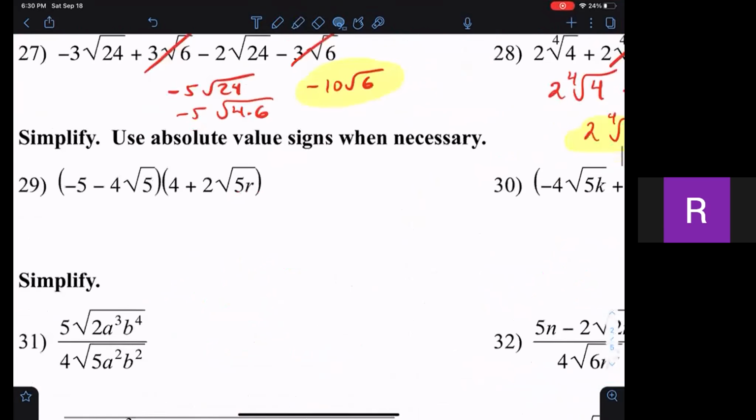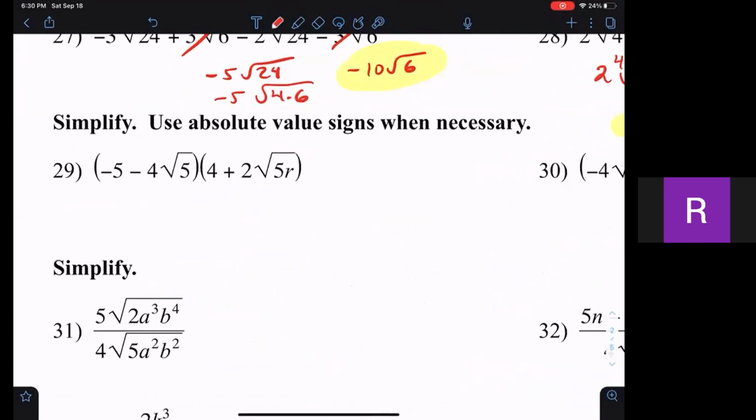Okay, so here I have to do FOIL, right? So this is going to be negative 20, right? Negative 20, right? And then this thing, that's going to be negative 10 root 5. Then this is going to be negative 16 root 5.